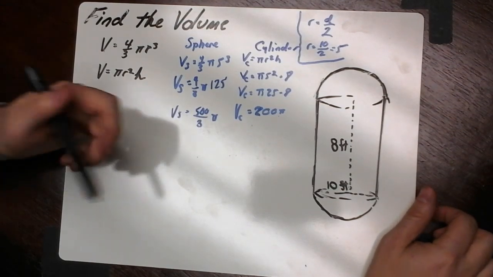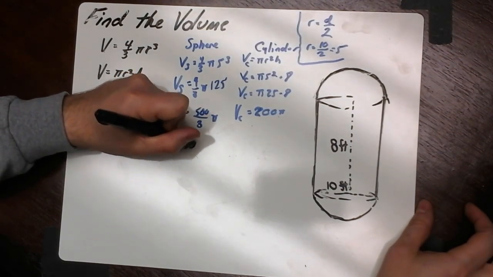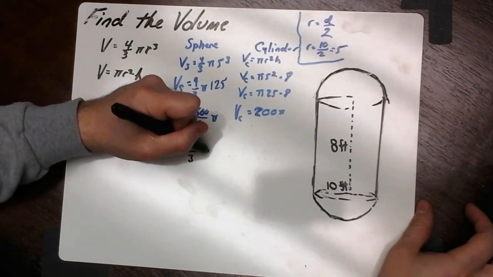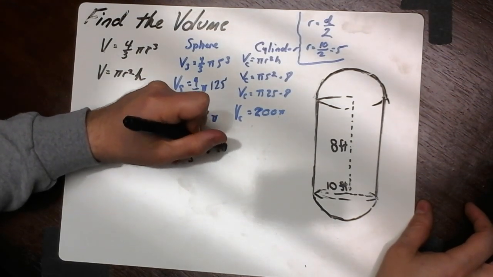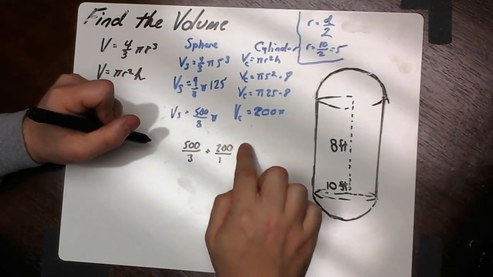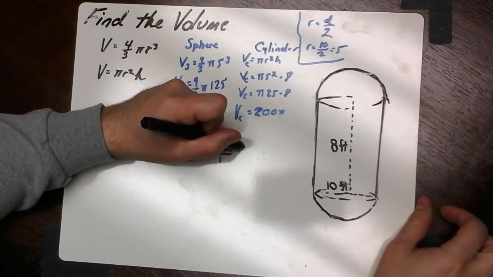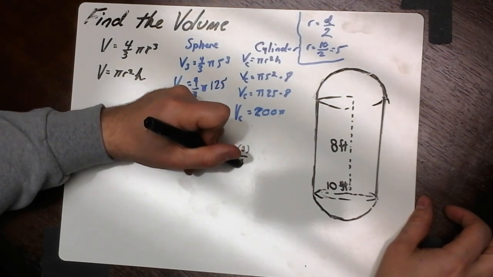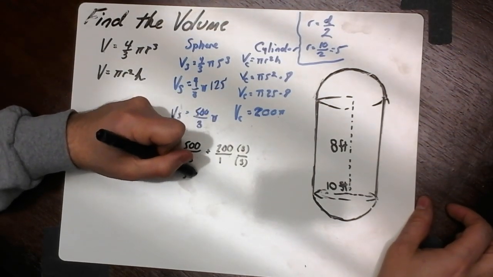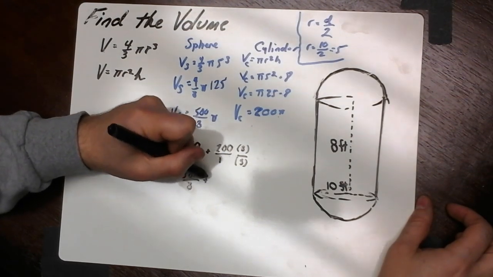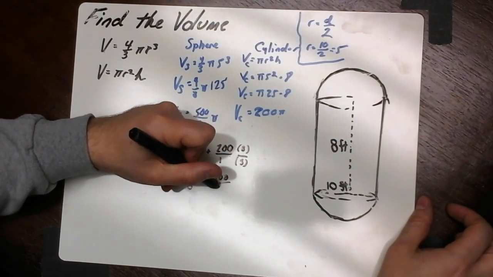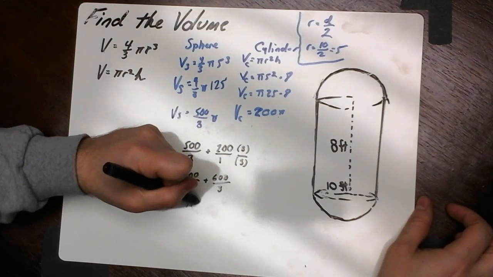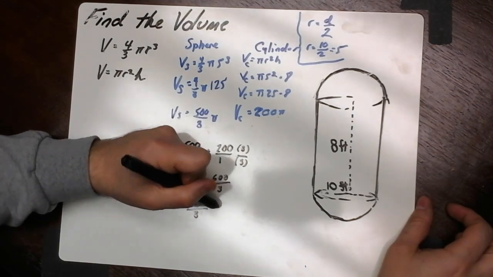200. What am I saying? So 500/3 plus 200/1. I need a common denominator, so I'm going to multiply the top and the bottom by 3. So 500/3 plus 600/3 gives me 1100/3 pi.